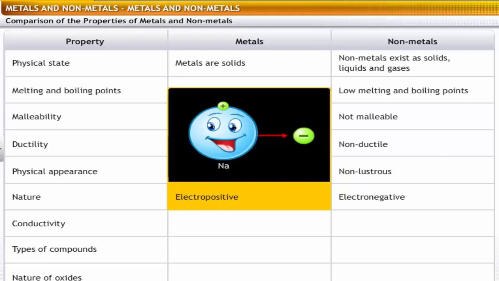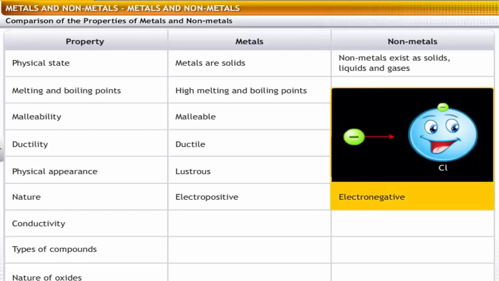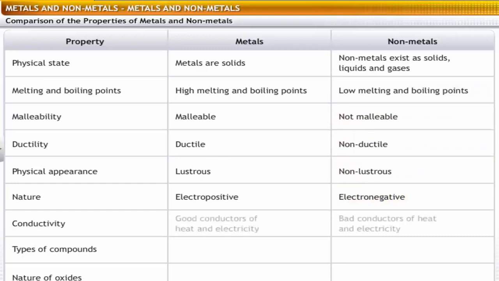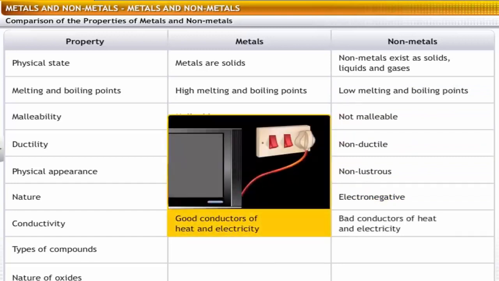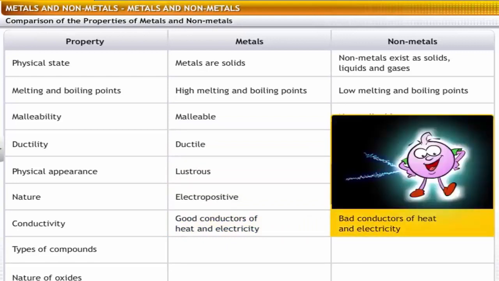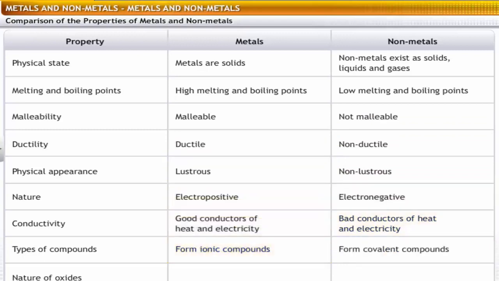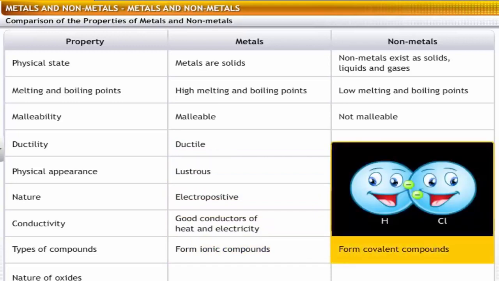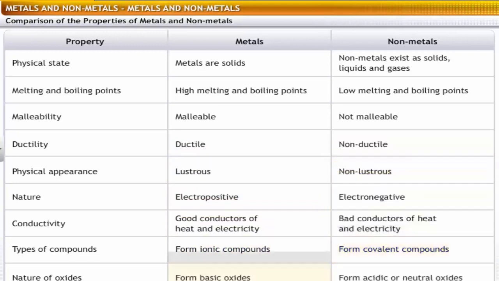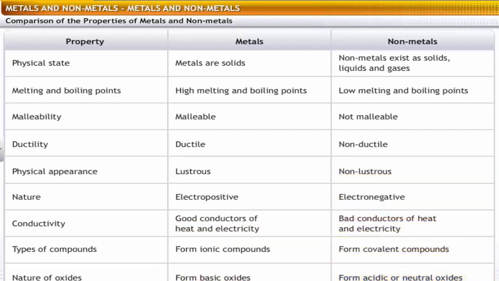Metals are electropositive, that is, they tend to lose electrons, while nonmetals are electronegative because of their tendency to accept electrons. Metals are good conductors of heat and electricity, while nonmetals are bad conductors of heat and electricity. Metals form ionic compounds, while nonmetals form covalent compounds. Metals form basic oxides, while nonmetals form acidic or neutral oxides.